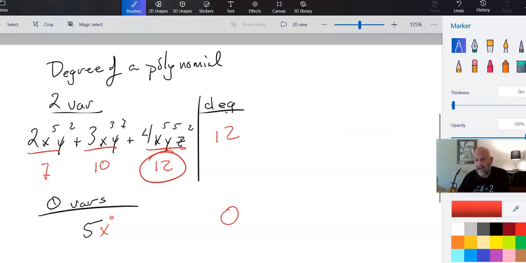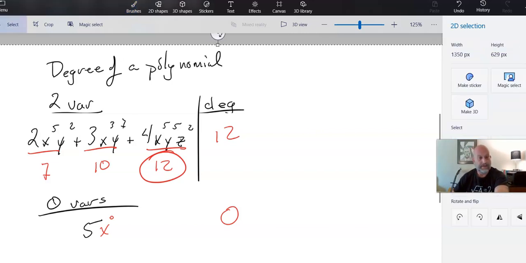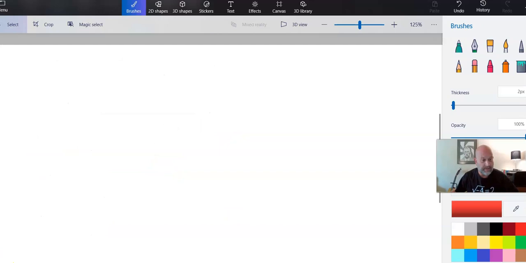Okay, so that's how you figure out a degree. And again, degrees aren't too bad. You just look at it and figure out which monomial has the highest degree, and that's the degree of the whole polynomial. Okay, let's go ahead and clear this one off, and we'll take a look at the next part.